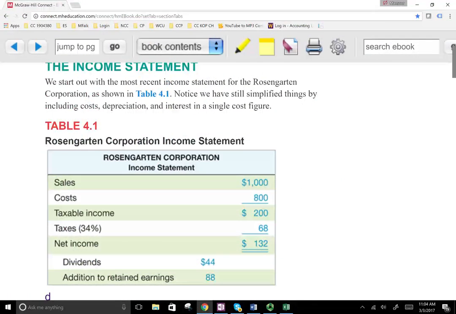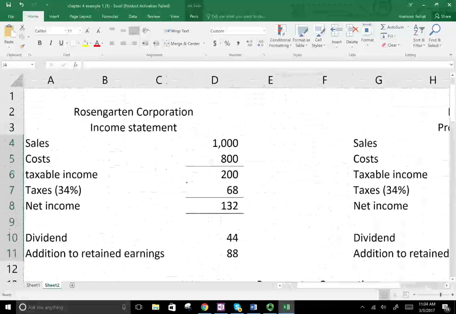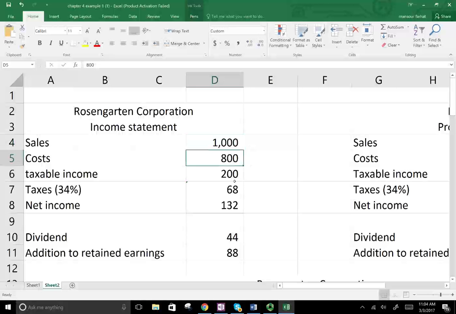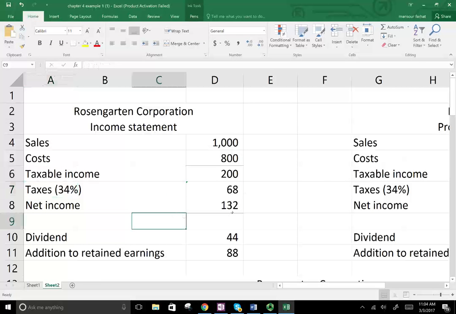First, we're going to look at the income statement that we are given, and I have the income statement right here. We have sales, we have cost of sales of 800, taxable income is 200, 1,000 minus 800. We're going to pay 34% taxes, which means taxes of $68. Then 200 minus the taxes gives us $132 in net income. From net income, we paid out $44 in dividends and we kept 88.